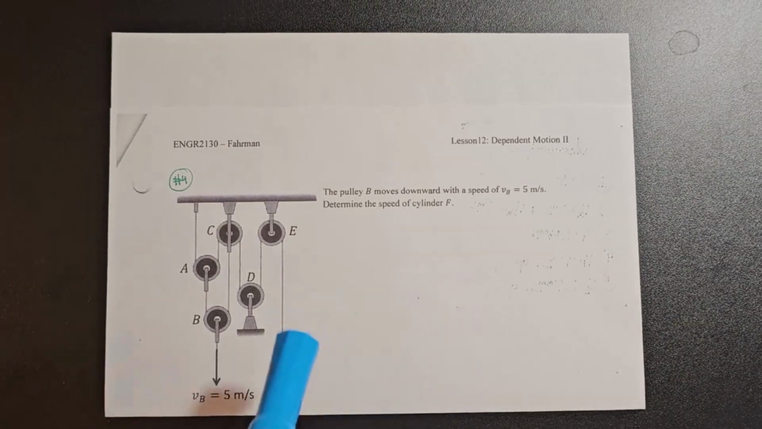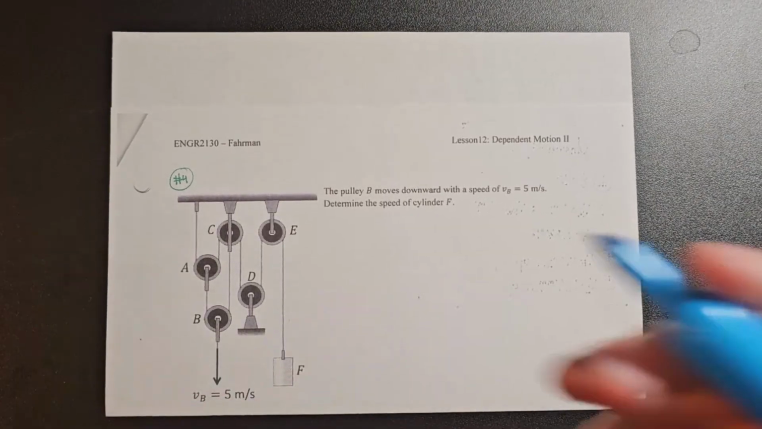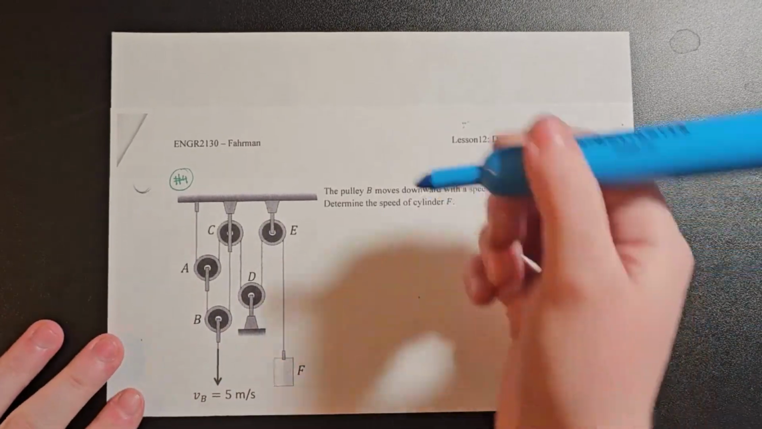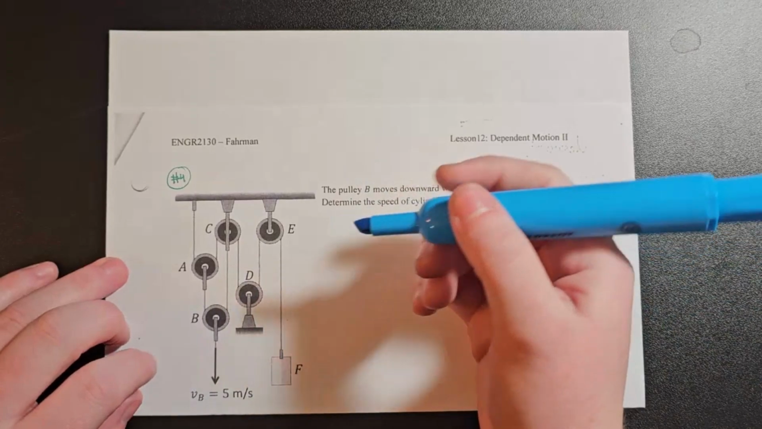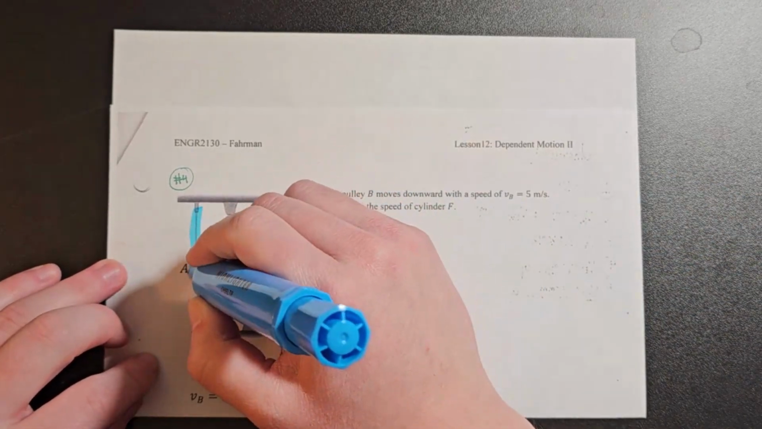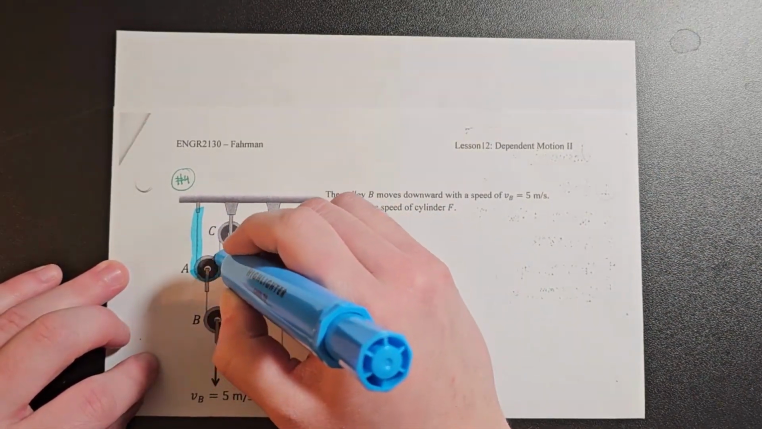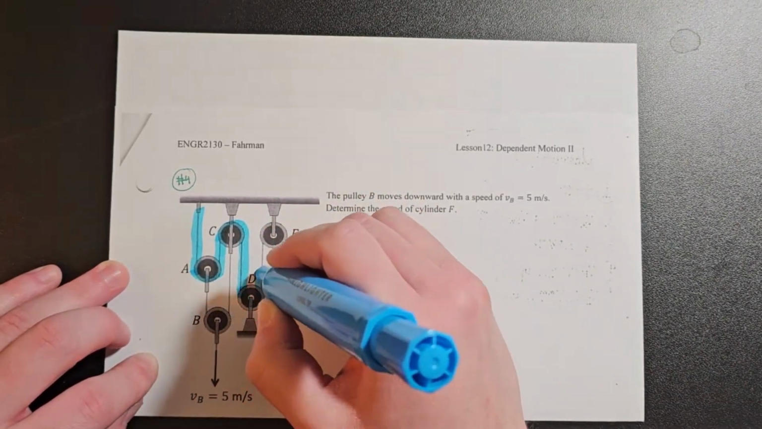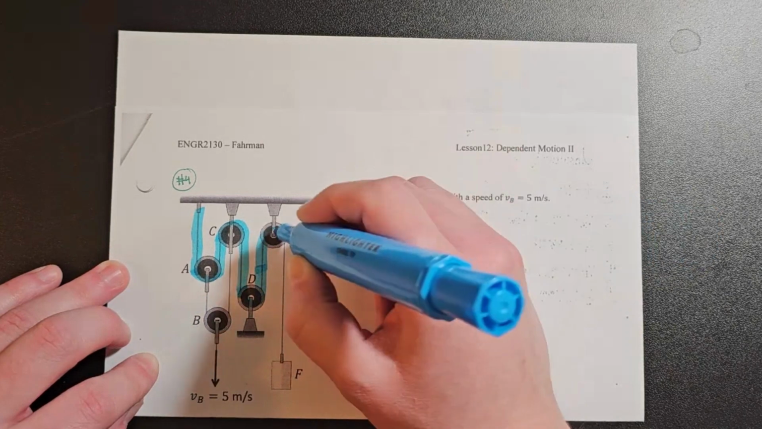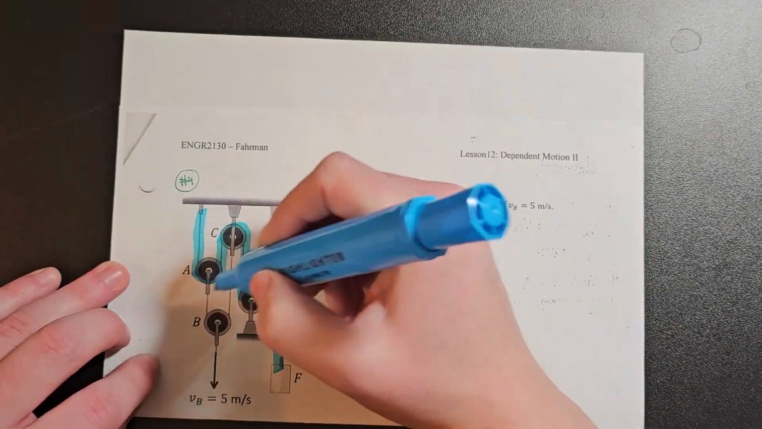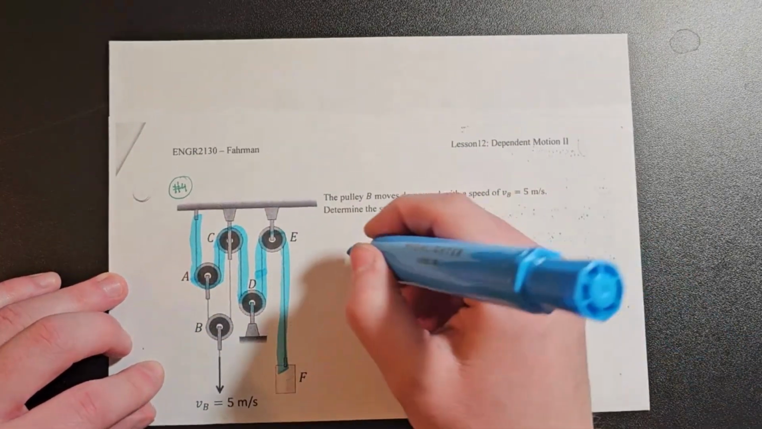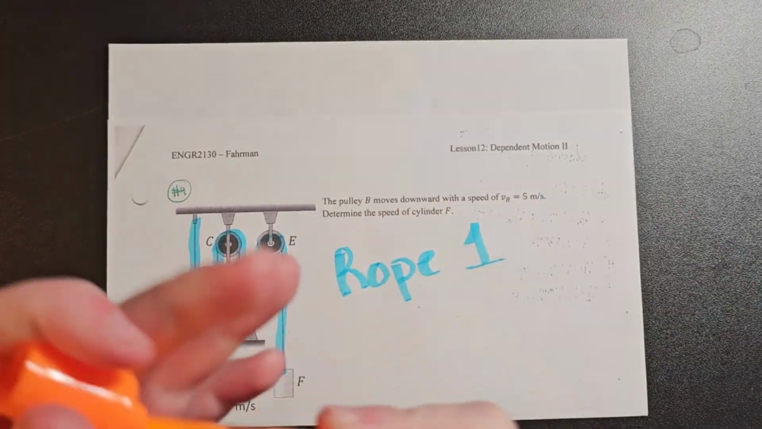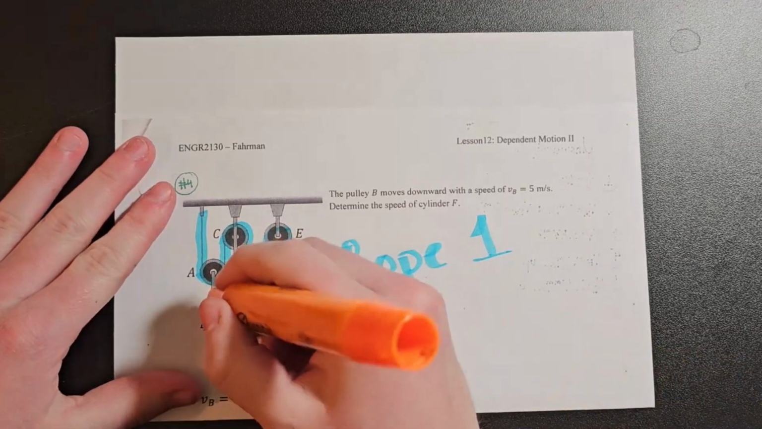Yay! Okay, so this is an example of a problem that you will learn how to solve, and it has multiple ropes. So I'm going to highlight the first rope that is in blue. So it goes around A, over C, over D, and all the way to F. So that is the first rope. So that's rope 1.